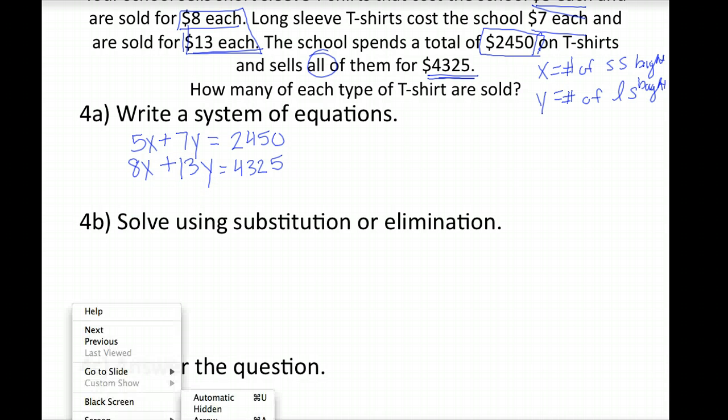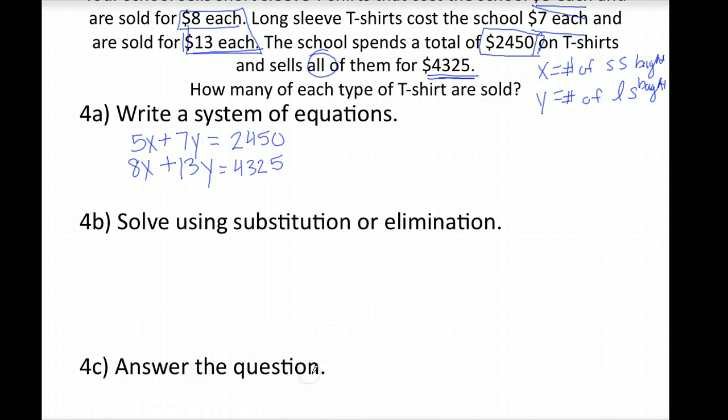Now we need to solve. For this one, you can use either elimination or substitution. For this particular problem, I'm going to use elimination. I'm using elimination because I'm going to multiply both of these equations to make sure I have a coefficient that is the same but opposite in sign.